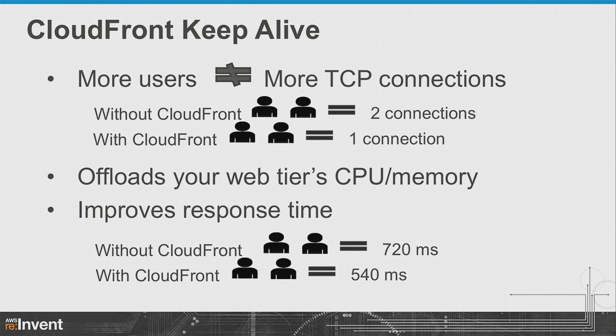So just to summarize, with this pattern, with this keep alive connection, more users doesn't mean more connections. Without CloudFront, 2 users will be 2 connections. With CloudFront, you will have 1 connection because we keep the connection open. That offloads your infrastructure and also improves the latency. So 2 users aggregated had 720 millisecond response time. With CloudFront, the aggregate of 2 users had 540 milliseconds, so 360 milliseconds plus 180 milliseconds.